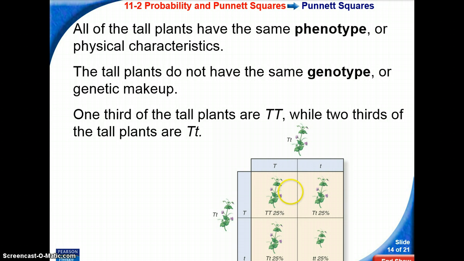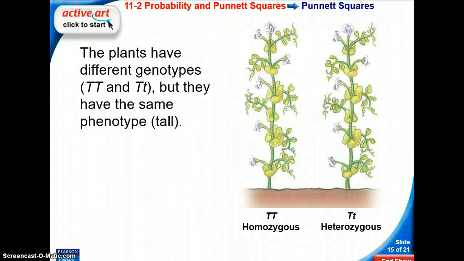So if we look just at the tall plants, 1/3 of these tall plants is the double tall t, and 2/3 are tall t, short t combined together. And remember, because the tall t is the dominant, that's the one that shows. So now these plants here have different genotypes. We've got 2 tall plants, one that has the double tall t and one that has the tall t, short t, but they have the same phenotype, and they're tall.